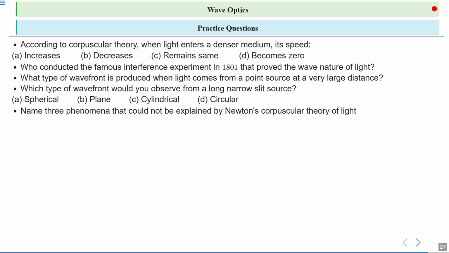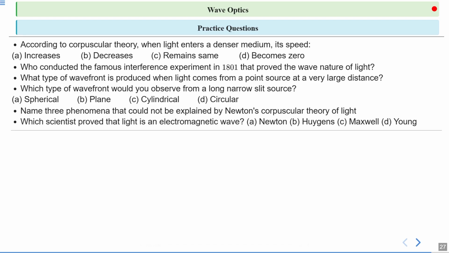Next question, let's identify 3 phenomena that Newton's corpuscular theory of light couldn't explain. This is important because it highlights the limitation of the particle theory. Finally, which scientist proved that light is an electromagnetic wave? Your options are Newton, Huygens, Maxwell, or Young.